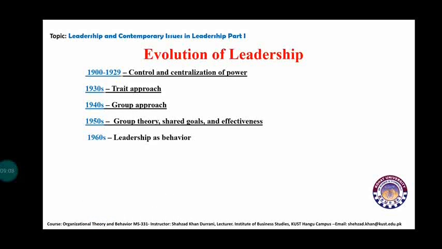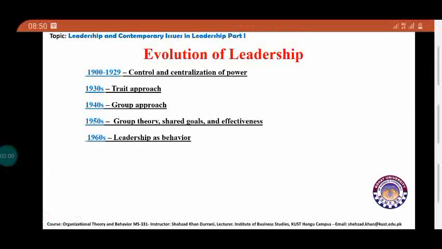Then in the 1960s, it viewed leadership as a behavior, right? So leadership was viewed more as a behavior rather than, for example, the power, rather than the traits. How you are acting towards your subordinates. So leadership as a behavior means how the leader is behaving towards his or her subordinates.